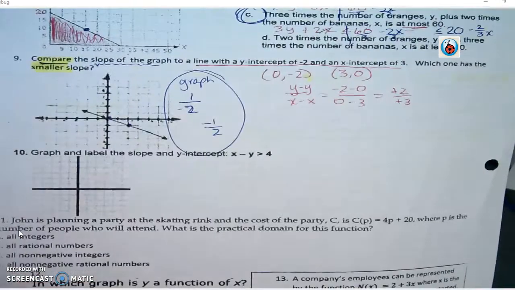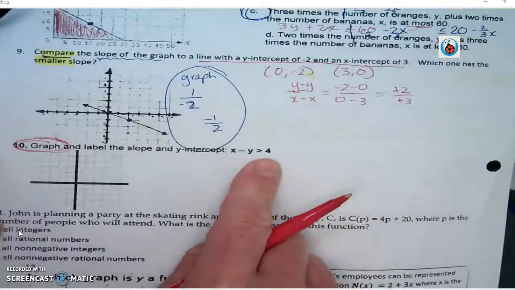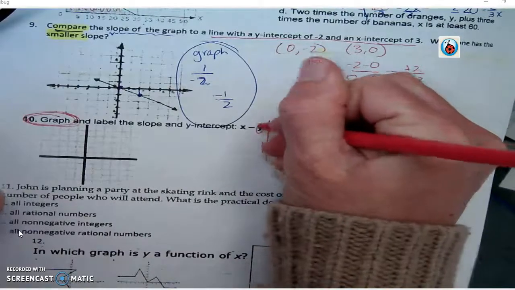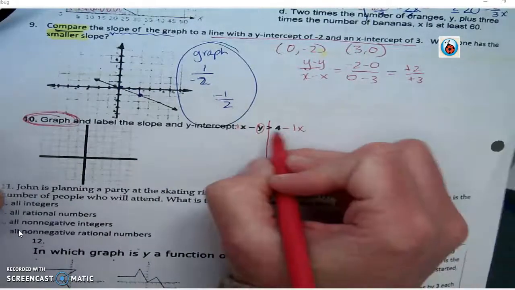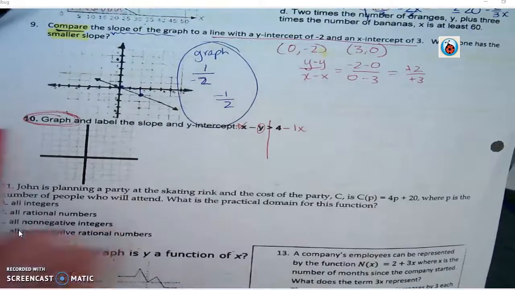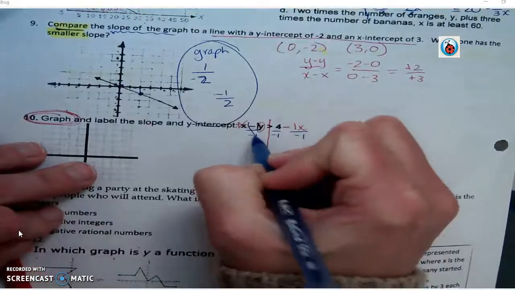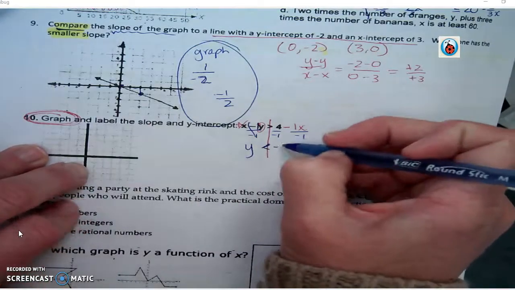Number 10, graph and label the slope and y-intercept. x minus y is greater than 4. Remember, you cannot graph until it is in slope-intercept form, until you have solved for y. So draw your line and circle y. So you would minus 1x, because x was positive. When we move it over here, it becomes minus 1x. And then you have to divide by negative 1. When you divide by a negative, your sign flips. So you get less than negative 4.